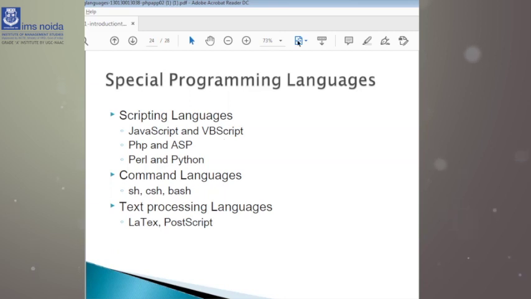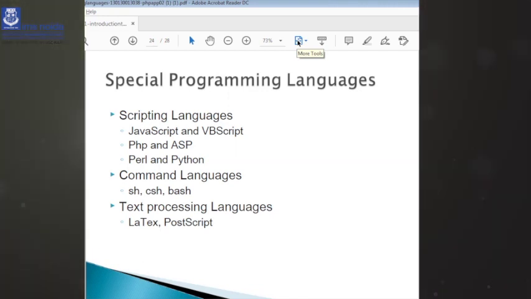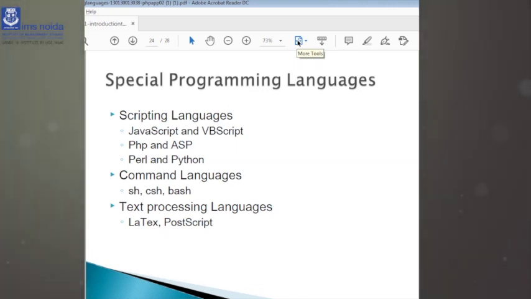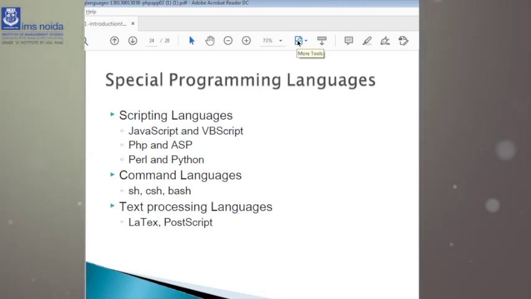There are also some command languages. Command languages are like some commands which you have to run, such as CSH and Bash. A command language is a language for job control in computing. It is a domain specific and interpreted language. Common examples of command languages are shell or batch processing languages.